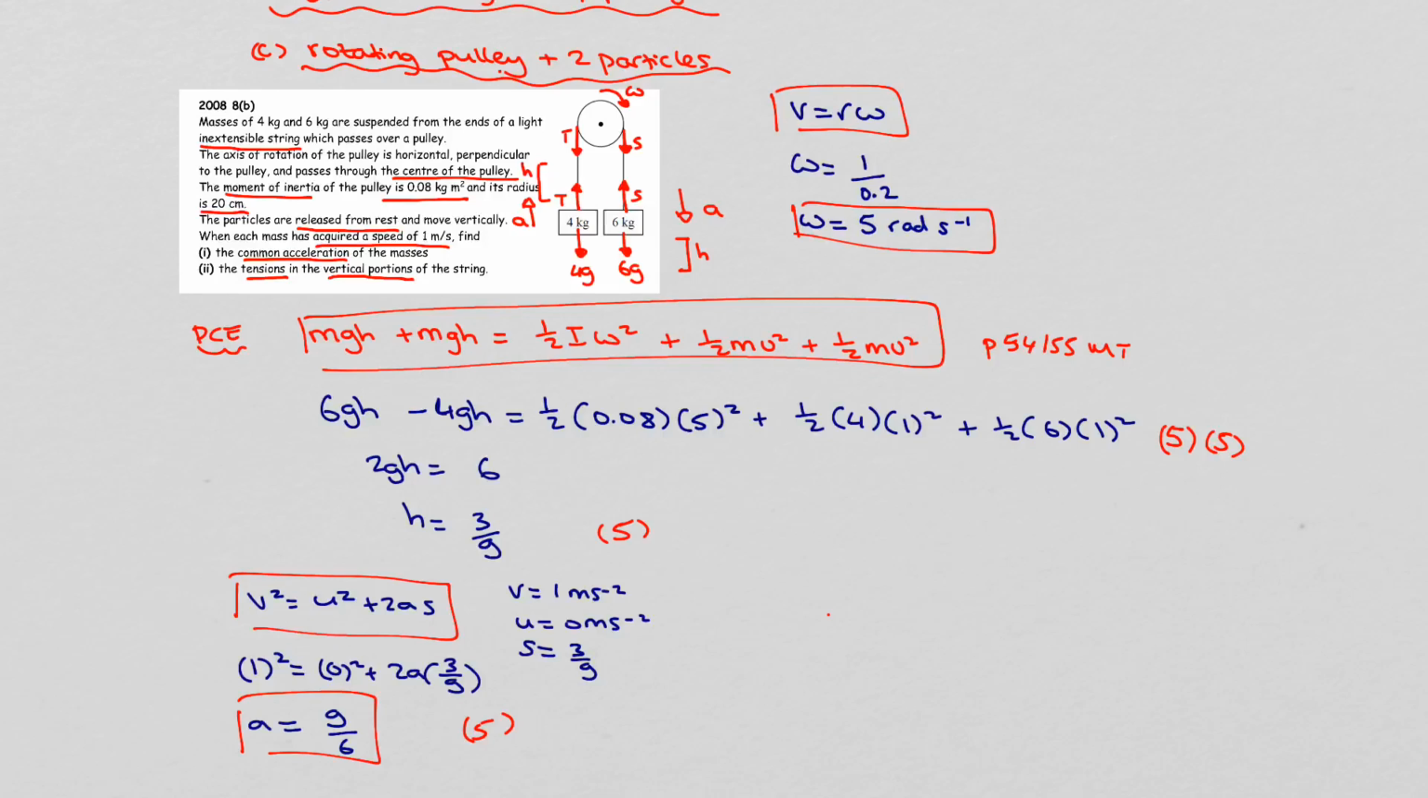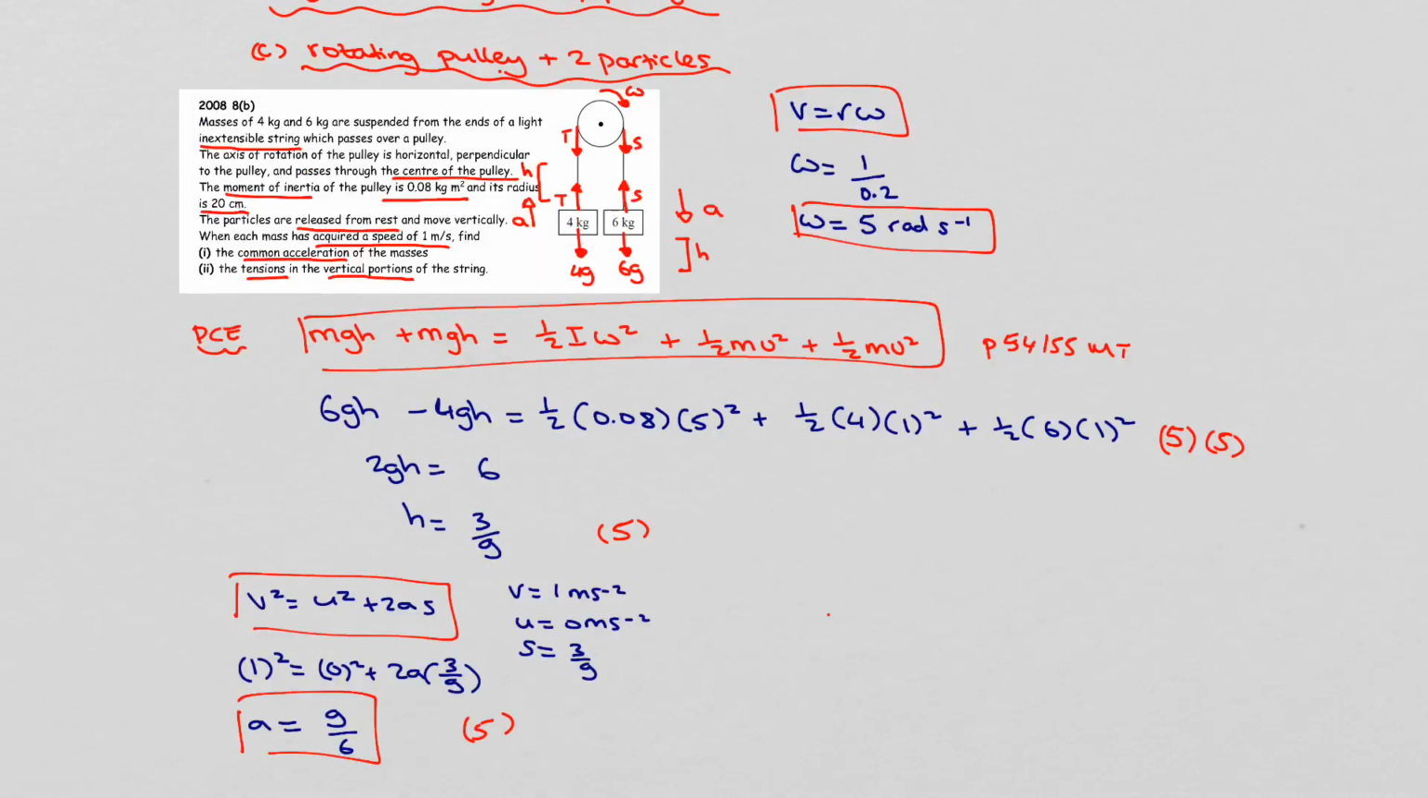Okay, so the next part of the question is find the tensions in the vertical portions of the string. So if we're looking for our tensions, we're going to be looking at our F equals ma to look at our net forces. So for the 6 kilogram, if we start with that one, well, it's moving downwards. So let's go back to the diagram. So it's moving down, so the leading force is going to be weight, and the opposing force is the tension in the string, which I've called S, and that's going to equal the mass times the acceleration.